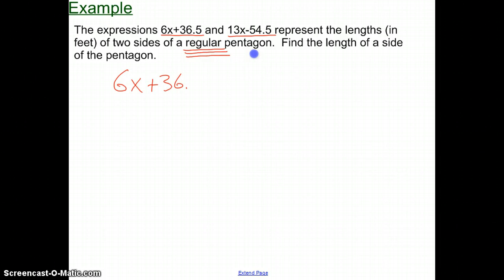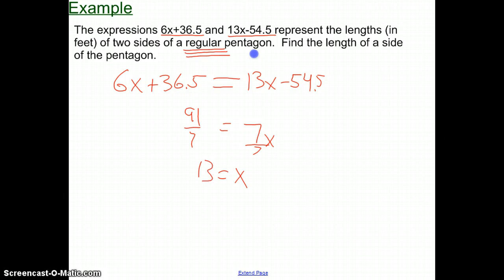6x plus 36.5 equals 13x minus 54.5. Okay, so to solve for x, I'm going to subtract 6x from both sides, add 54.5 to both sides, and divide by 7. x is 13. Okay, I don't care what x is. The question is, find the length of a side.